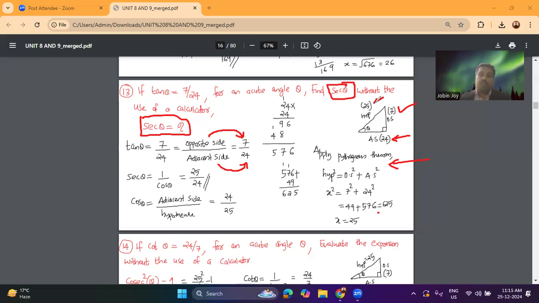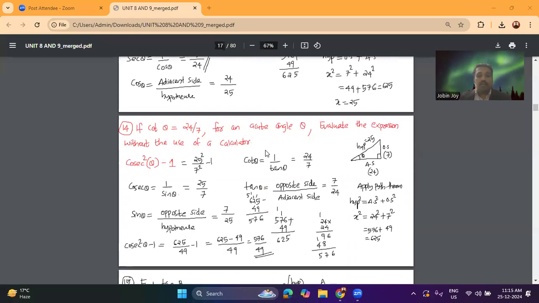So hypotenuse is 25. Now I have all the three sides. Hypotenuse is 25, opposite side is 7 and adjacent side is 24. So I will apply these values into the cos relation. So cos theta is equal to adjacent side by hypotenuse. Adjacent side is 24. So 24 divided by hypotenuse 25, 24 by 25. Then here the question is sec theta. Take the reciprocal of cos theta. 25 by 24. So the answer is 25 divided by 24. Take the reciprocal of cos theta, you will get sec theta.